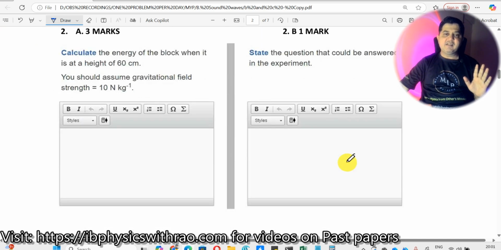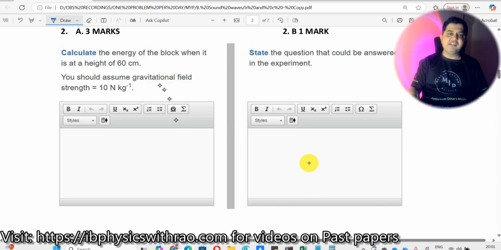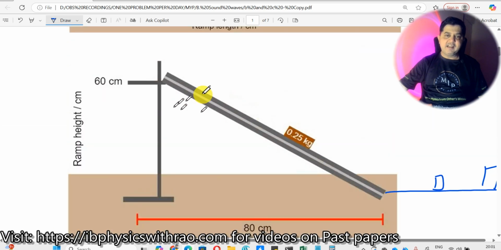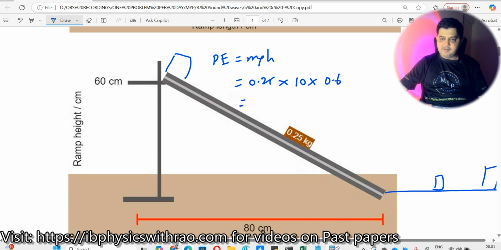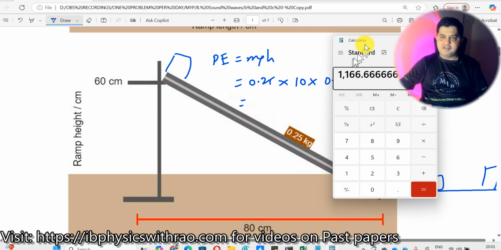Then calculate the energy of the block when it is at a height of 60 centimeters. When the block was at this position, what is the energy of the block? Energy is purely due to potential energy. The potential energy is given by mgh. What is the value of m? 0.25 kg. What is the value of g? 10. What is the value of height? 60 centimeters, which is 0.6 meters, right? Let us calculate the value and see what we get here.